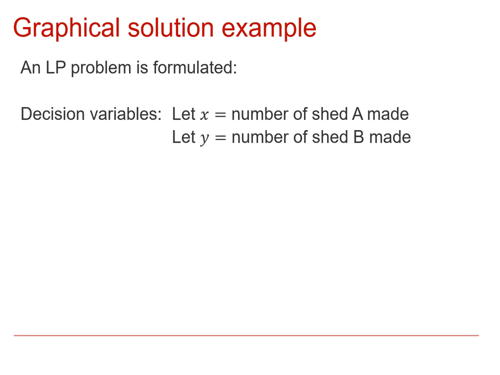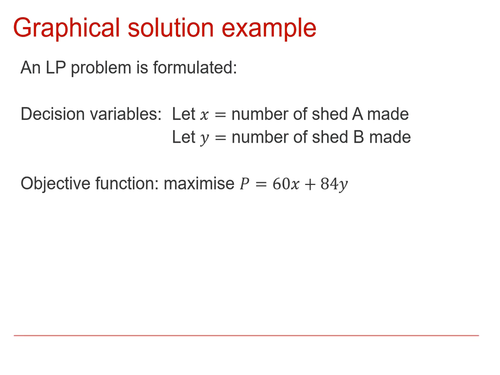So x is the number of shed type A that are going to be made, and y is the number of shed B. And we've got an objective function. Again, that might be profit or what have you. In this case, the objective function is 60x plus 84y, and we're trying to maximize that within the feasible region, which will be defined by the constraints.